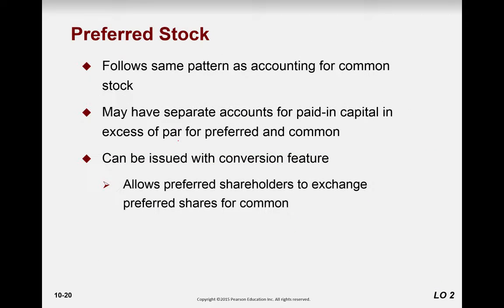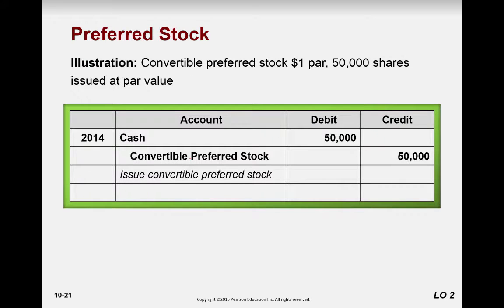And then preferred stock, very similar to common stock. You normally would have separate accounts for paid-in capital in excess of par for preferred and common, and you do have two separate accounts, common and preferred stock. You can convert preferred stock to common. So here it's a convertible preferred stock of $1 par, 50,000, and it's issued at par. So it's easy, we just get cash of 50,000 and convertible preferred stock of 50,000.